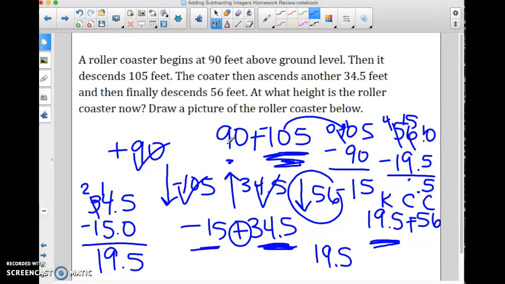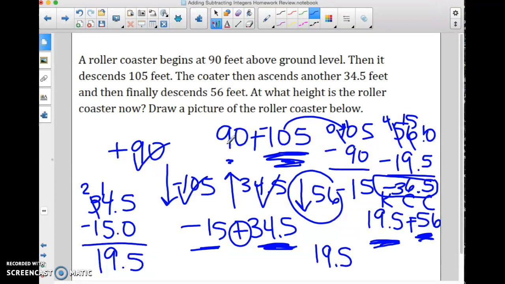sorry, I just lost my train of thought. Is 6. And then 4 minus 1 is 3. Now, is that going to be a positive or a negative? The bigger number is negative. So my final answer, where it is at the point the question's asking, is negative 36.5.